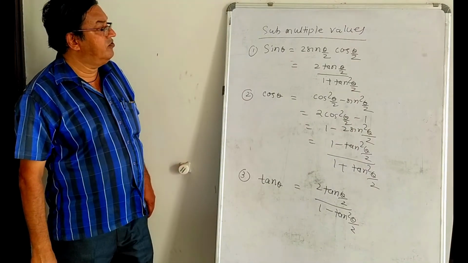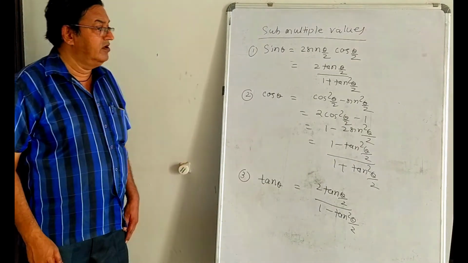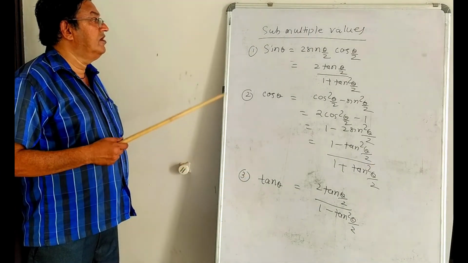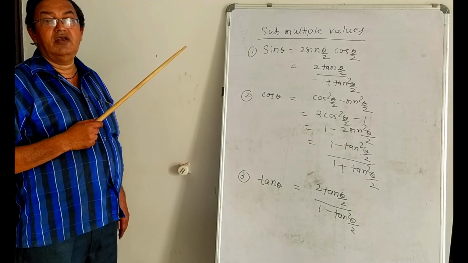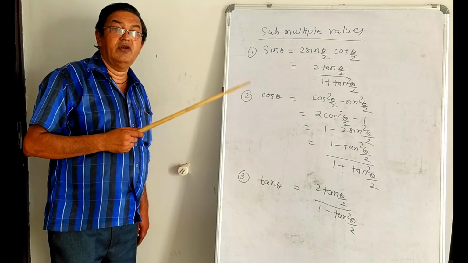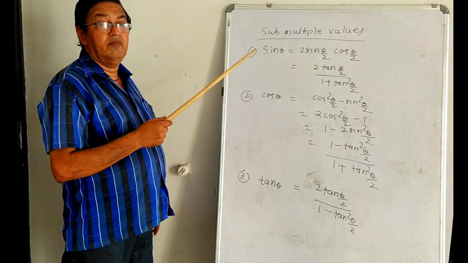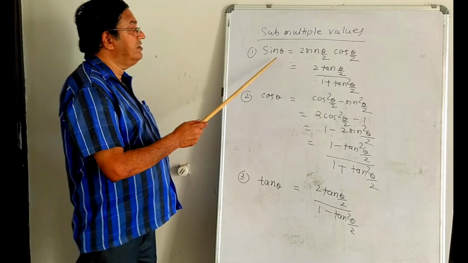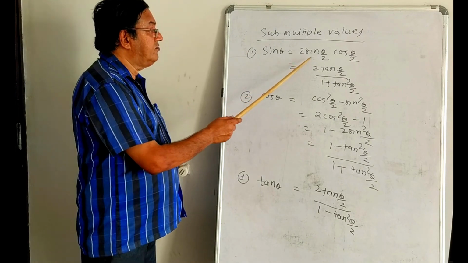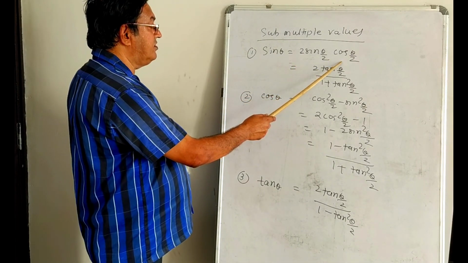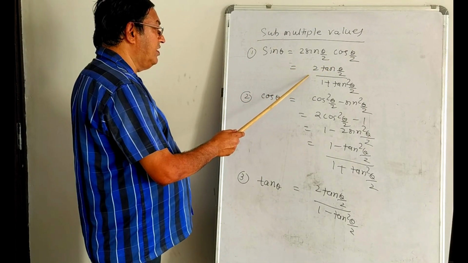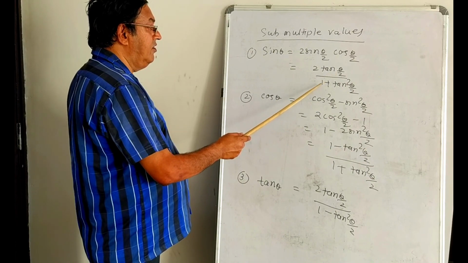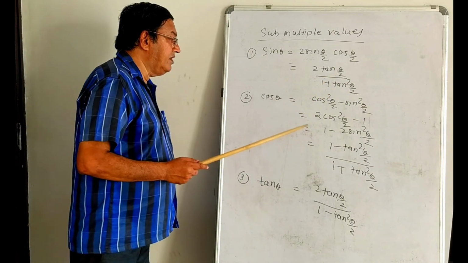Next we come to submultiple values. So what are the submultiple values? In multiple angle formulas, wherever theta is there, we have to divide by 2. We will get submultiple values. The first one is sin theta, which is 2 sin theta by 2 into cos theta by 2, also equal to 2 tan theta by 2 divided by 1 plus tan square theta by 2.